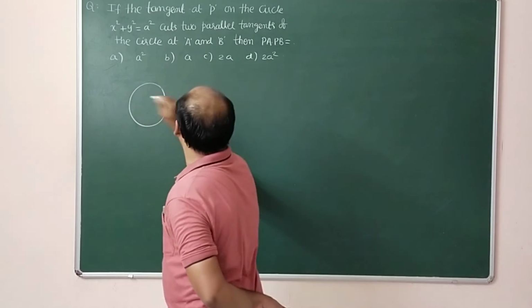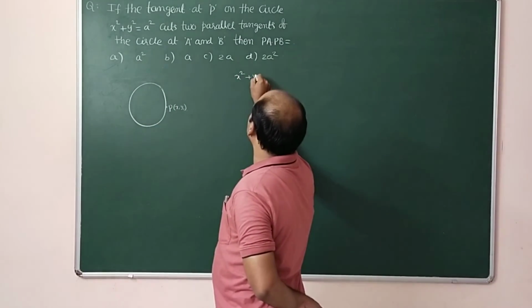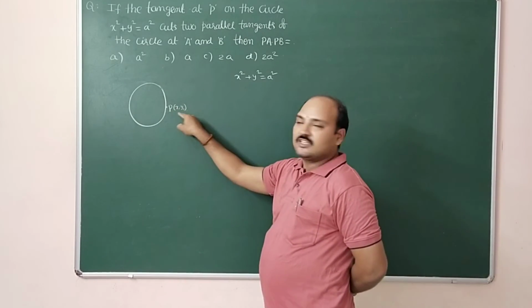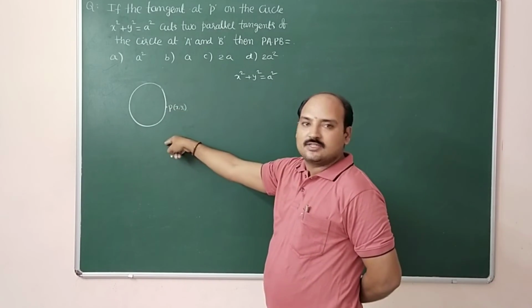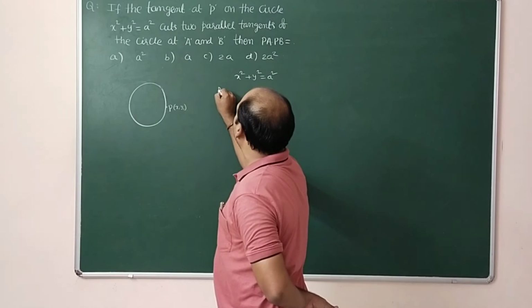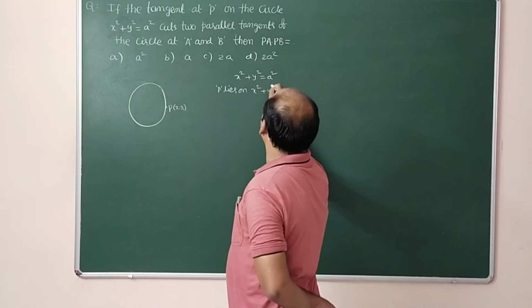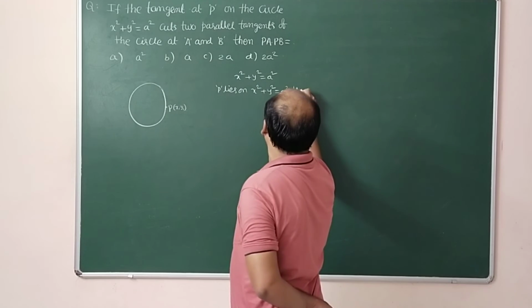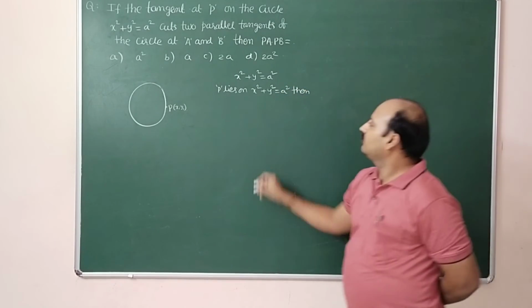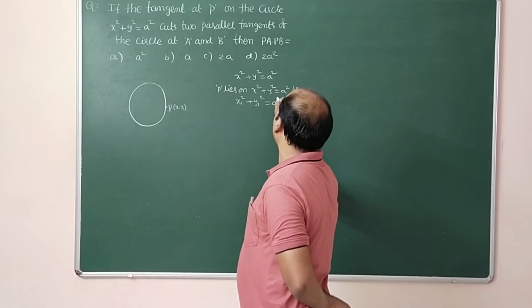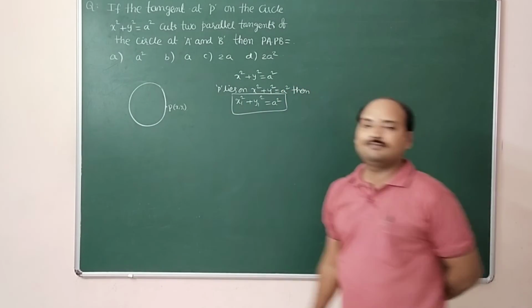Better to write here. Given circle is x square plus y square equal to a square. Let P of x1, y1 be any point on the circle. Therefore, P lies on x square plus y square equal to a square. Then we have x1 square plus y1 square is equal to a square. I hope everyone understands that.